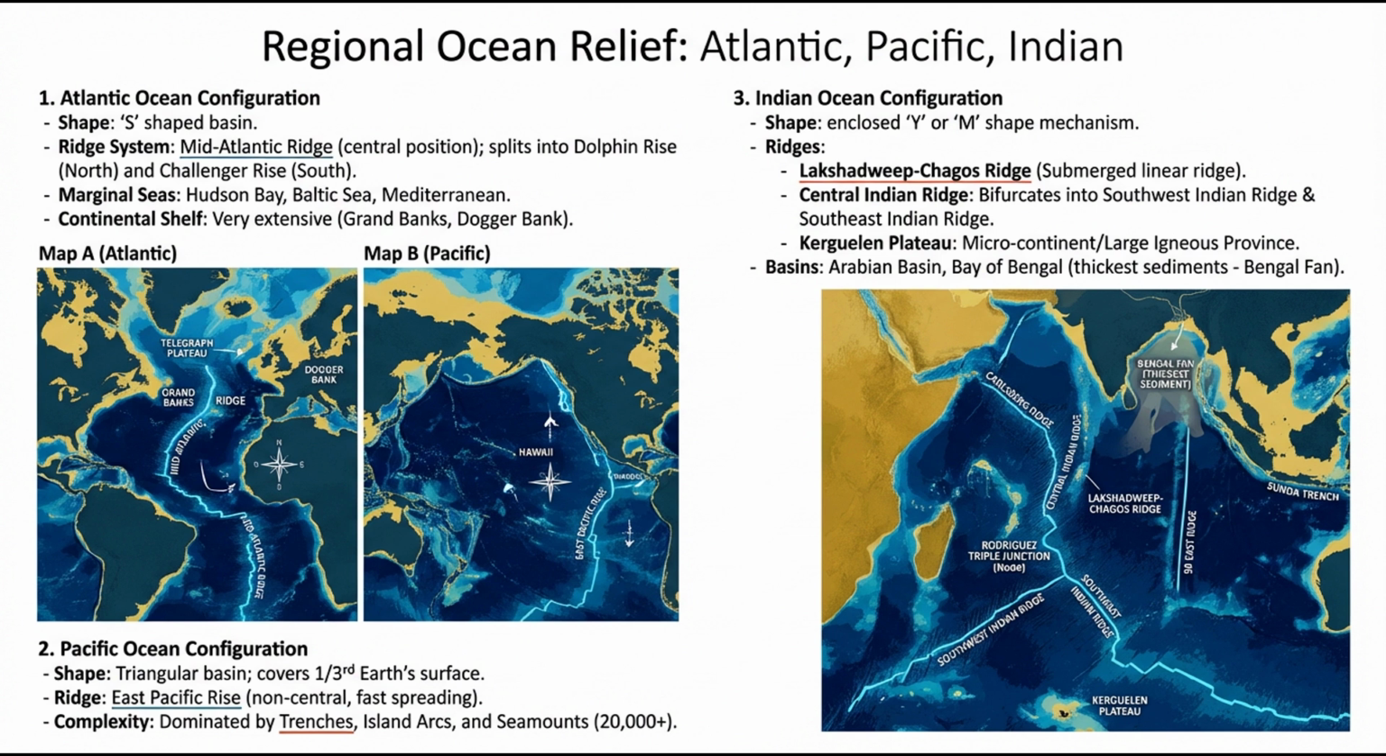Also, look at the basins. The Bay of Bengal contains the thickest sediments in the world, the Bengal Fan. Why? Because the Ganga and Brahmaputra rivers are eroding the Himalayas and dumping all that mud here. The Indian Ocean is also unique because it is landlocked to the north by the Asian continent, which drives the monsoon system. Though that's a climate topic, the basin shape causes it. Physically, it is a complex mix of ridges, plateaus like Kerguelen, and massive sediment fans.